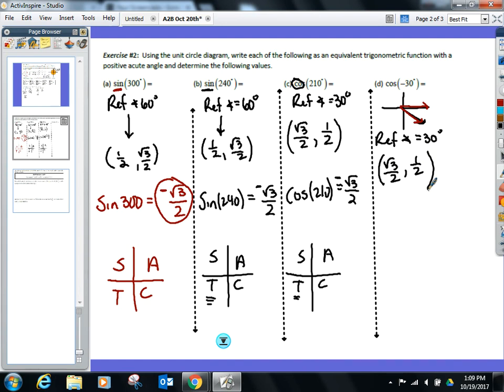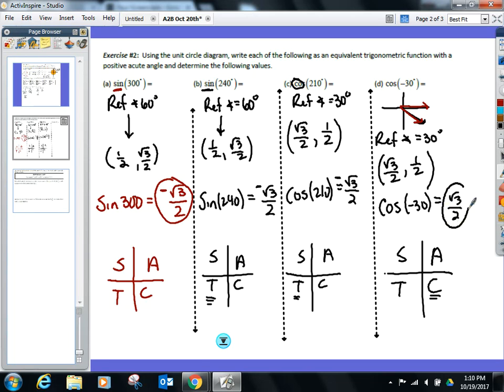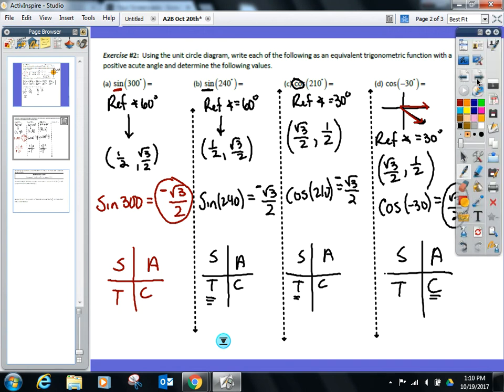I want which coordinate now? I'm dealing with cosine, so you want the x coordinate. So the cosine of negative 30 is going to be radical 3 over 2. I'm in the fourth quadrant. And what do I know about cosine in the fourth quadrant? It's positive, so my answer will remain positive. Radical 3 over 2. Okay?